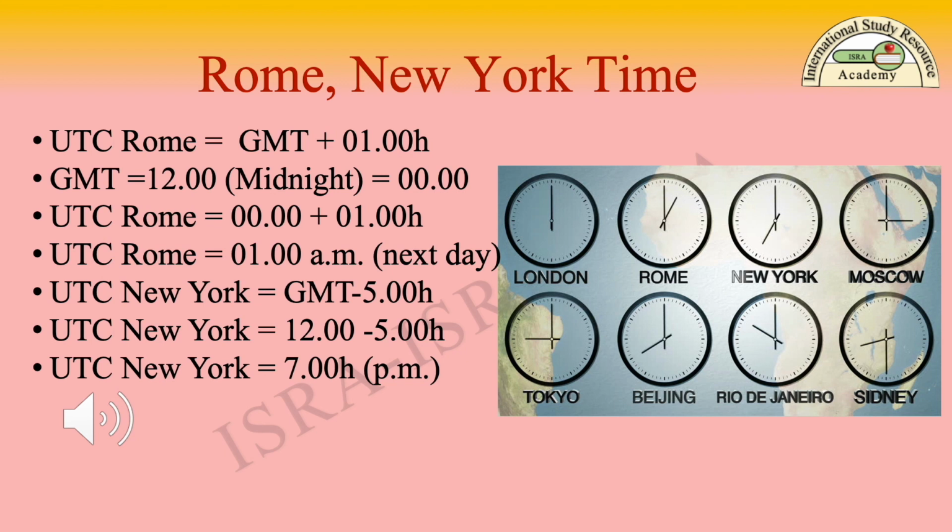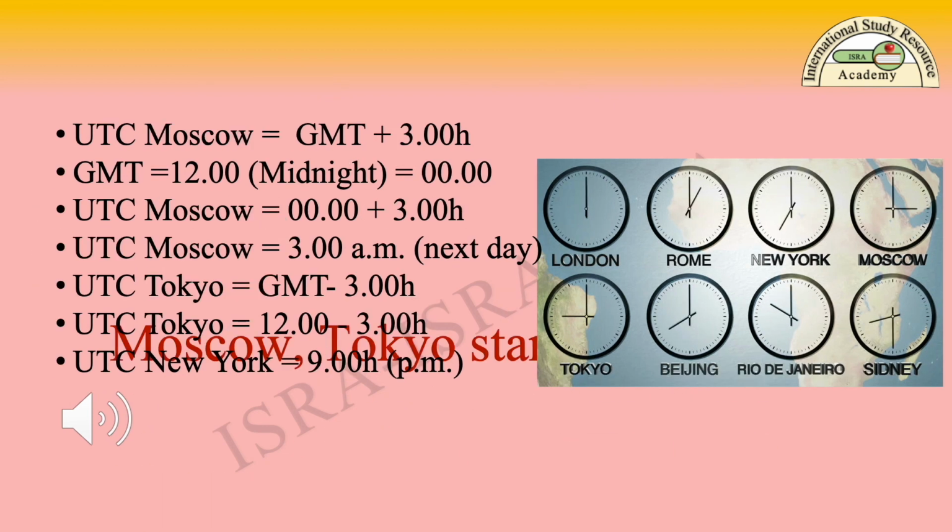Similarly, UTC New York is equal to GMT London minus 5 hours. Since GMT London clock is showing 12 o'clock midnight, therefore UTC New York is equal to 12.00 minus 5.00 hour is equal to 7.00 pm, and this is a previous day time.